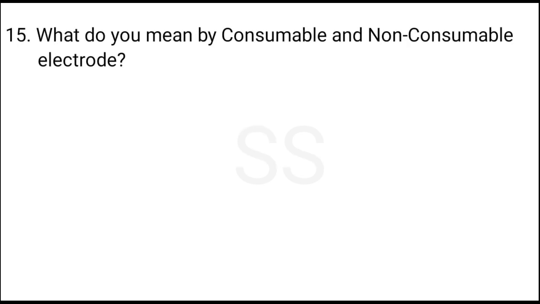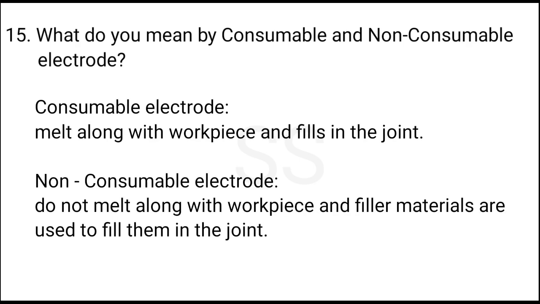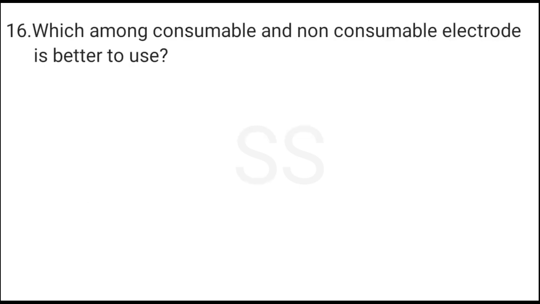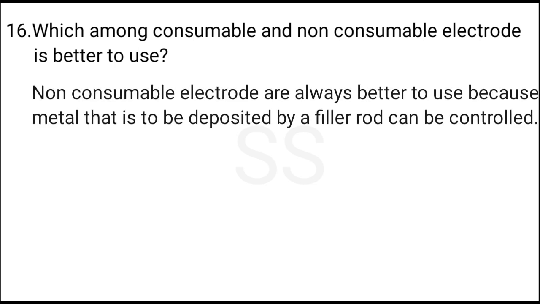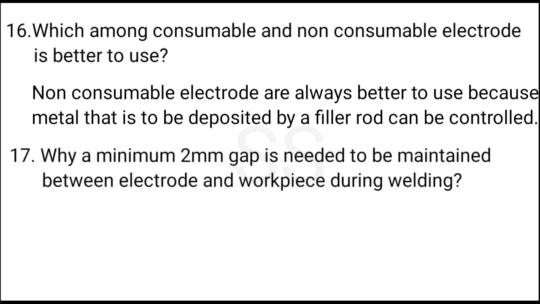What do you mean by consumable and non-consumable electrode? Consumable electrode are those which melt along with the workpiece and fills in the joint. Non-consumable electrode are those which do not melt along with the workpiece, and filler material is used to fill them in the joint. Which among consumable and non-consumable electrode is better to use? Non-consumable electrode are always better to use. This is because metal that is to be deposited by a filler rod can be controlled, which is not possible in consumable electrode.